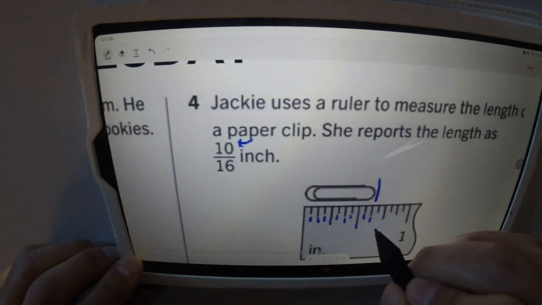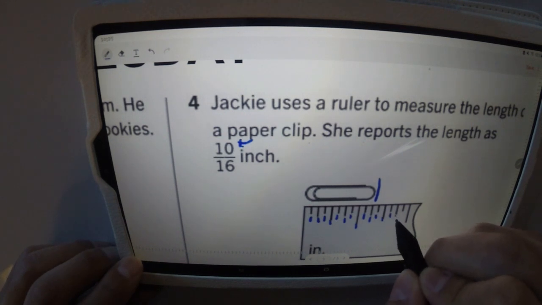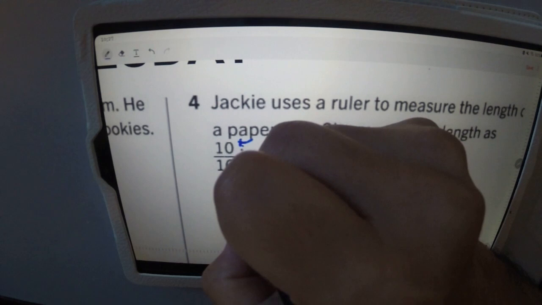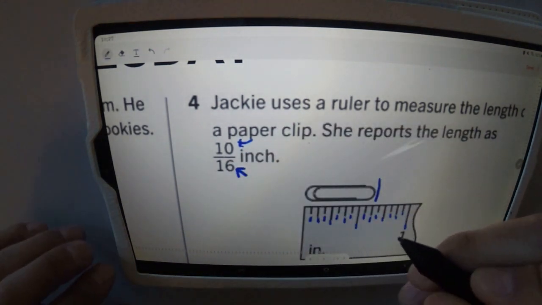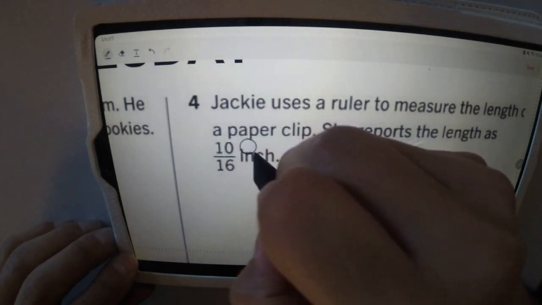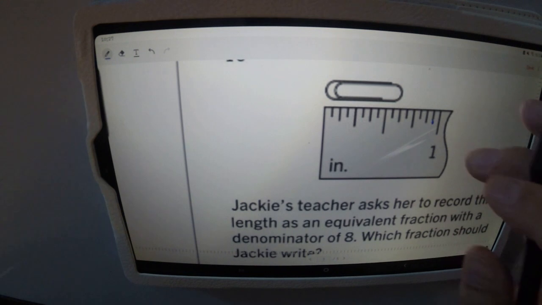And then the bottom number is the total amount of pieces. 11, 12, 13, 14, 15, 16. This is 1 inch, so there are 16 pieces to an inch. That's where you get that bottom number, right? That's how that works. So that's the number we're going to use: 10 out of 16. Now, let's see what the question is.